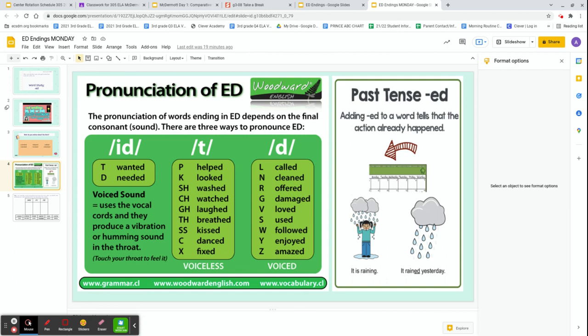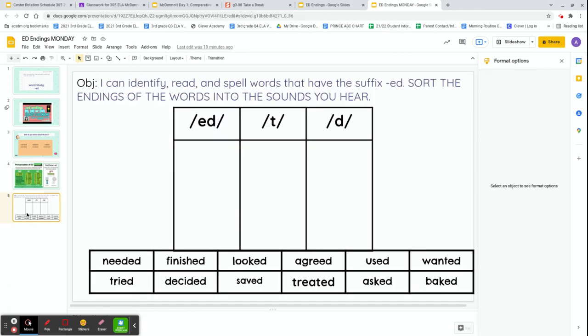So today we're just introducing the skill. What you're going to do today, on your slides, I'm not going to make you write them in your notebook because you have an extra assignment on there from me. So you're going to go to the columns here. Here you have the words at the bottom. Needed, finished, looked. You're going to take these words at the bottom and sort them by the sound. So let's try one together.